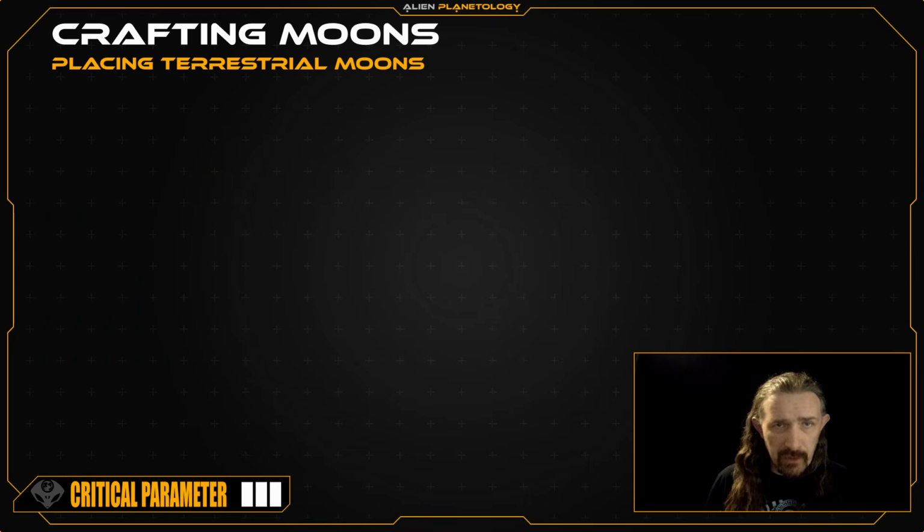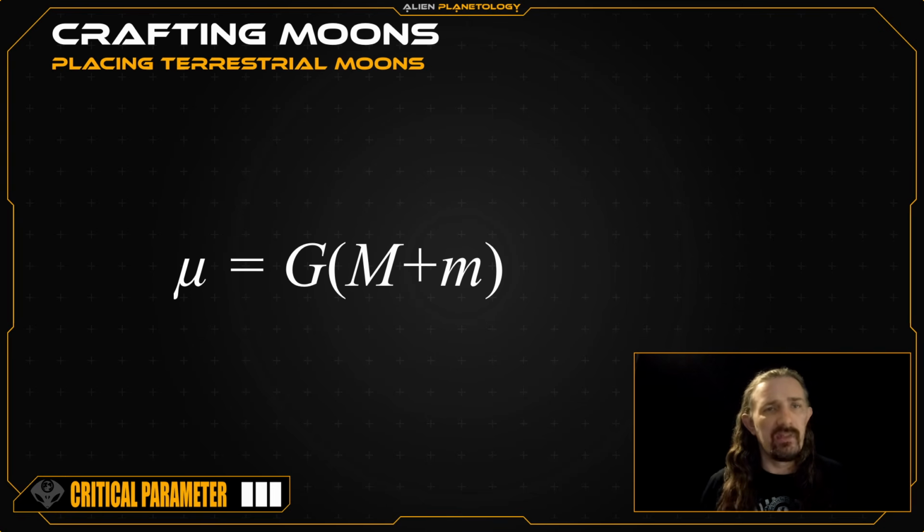If you want to place your moon so that it has a specific orbital period, you can use Kepler's third law to find at what distance it must orbit. But before we get to that equation, it will save us a lot of complication if we go ahead and calculate our moon's standard gravitational parameter. This is just the gravitational constant times the sum of the mass of the planet plus the mass of its moon.